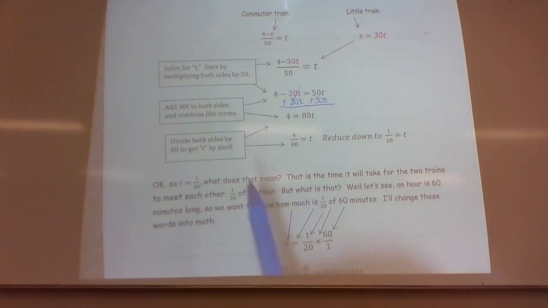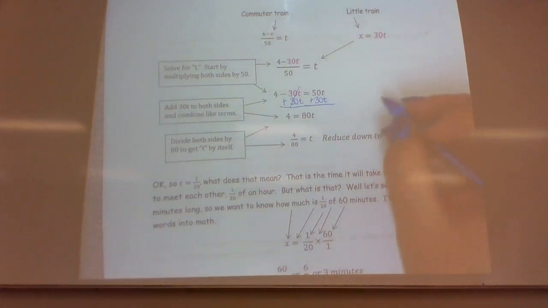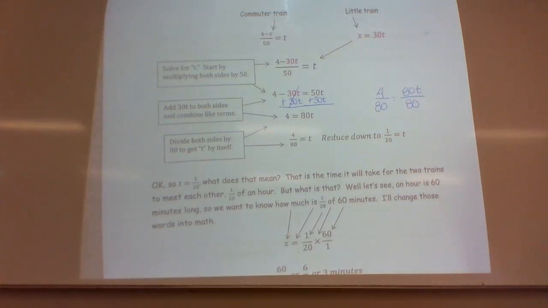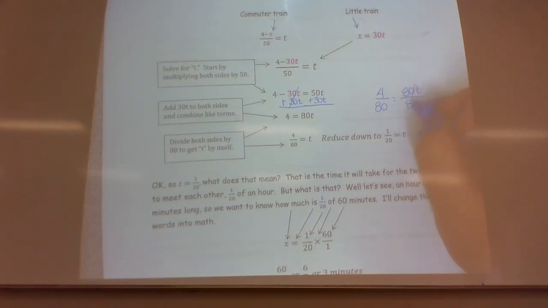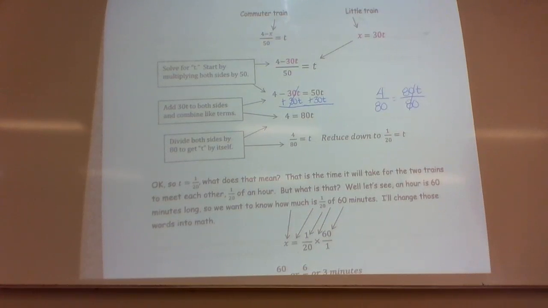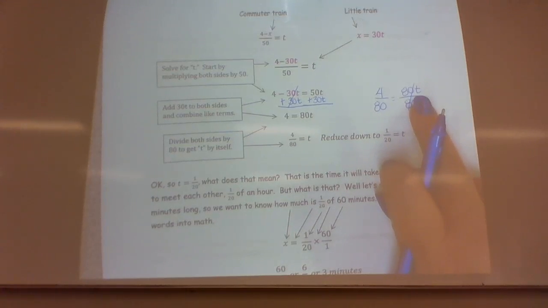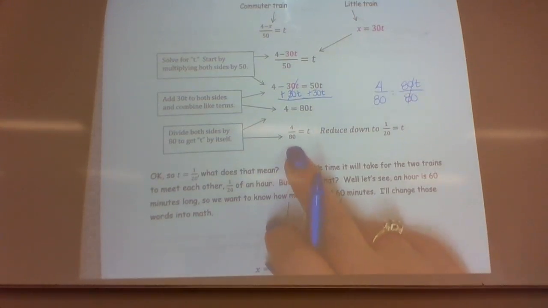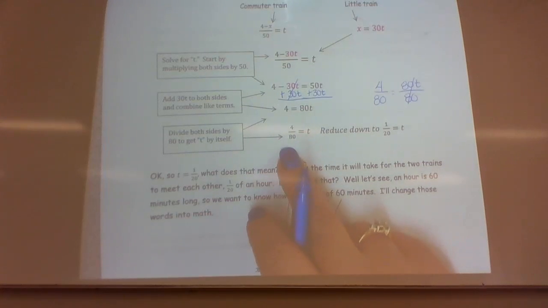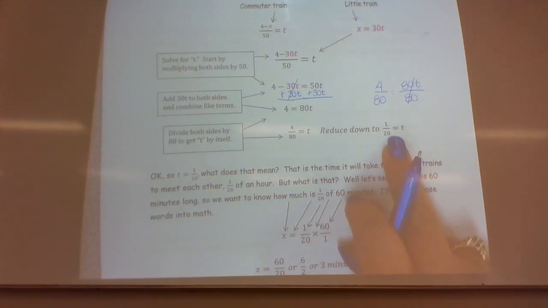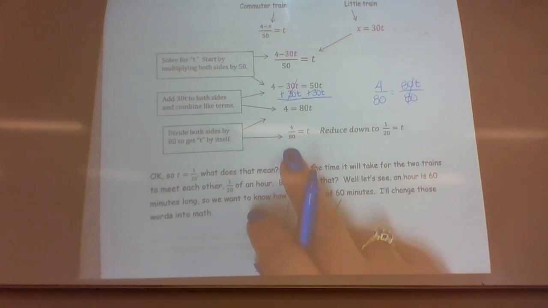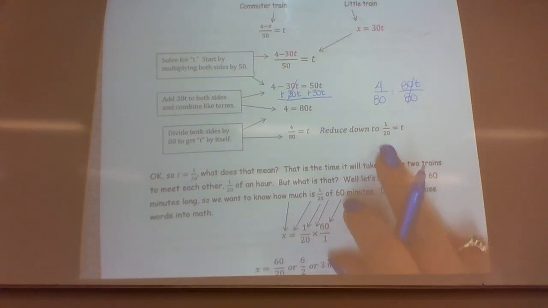So now what we have to do is this becomes a division problem, right? And so these are going to go away because 80 divided by 80 is 1, or just our variable, which is t. And if we have this, which is a fraction, we can reduce that down to 1 over 20th, right? Because 4 times 2 is 8, so 4 times 20 is 80. So now we have t equals 1/20th.